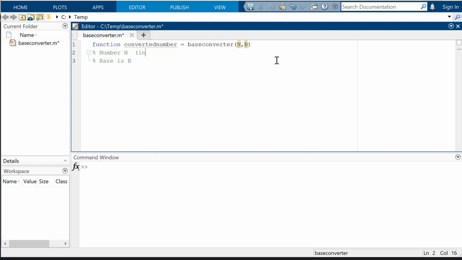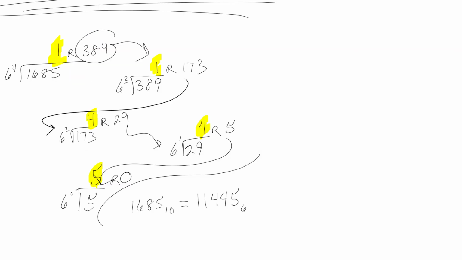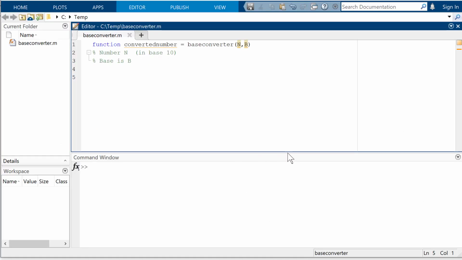Number n in base 10. Okay, so remembering what we did, the number that we're wanting to divide by, I'll just call it the divide by number. It's either what we start with, or the remainder, or the remainder, but it starts out as what we start with. So I'm going to call it divide by number. It's going to start off as n. That's the first one that we do.